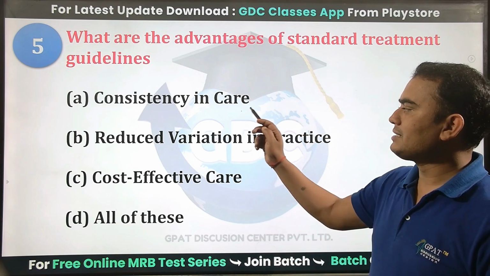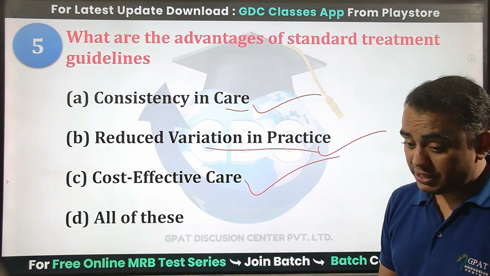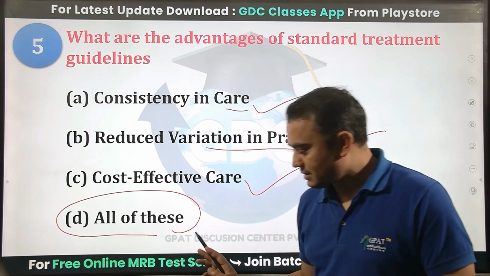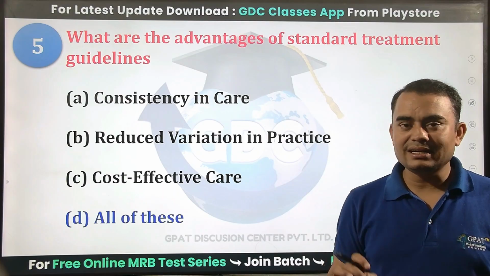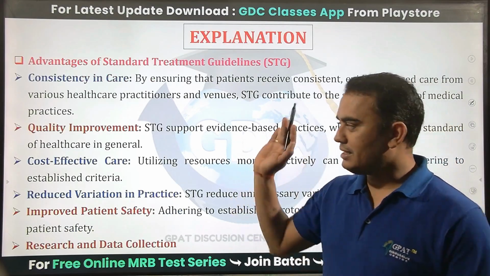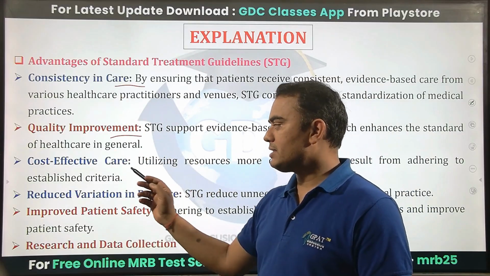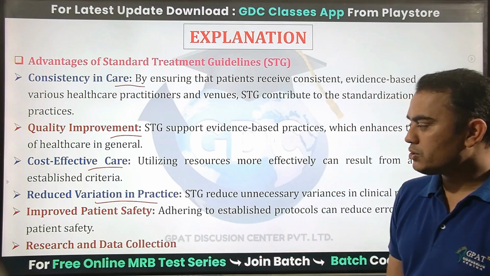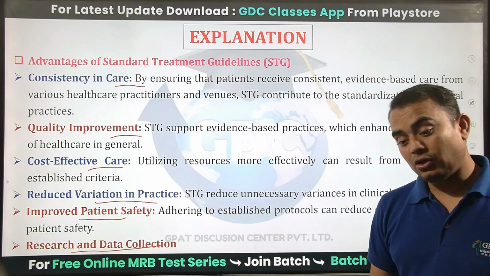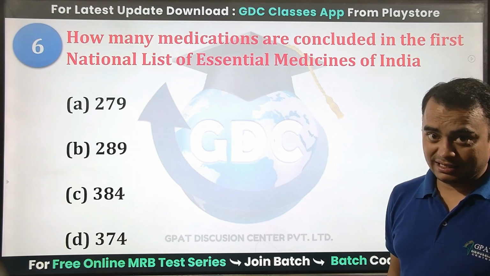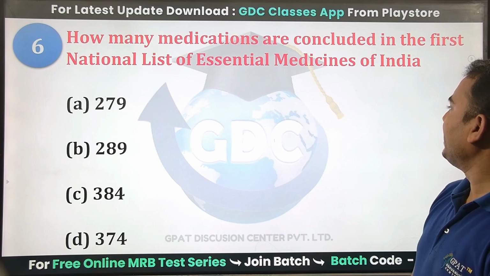So here consistency in care, reduce variation in practice, cost effective care should be there. So yes, here the right answer is all of these. Advantage of the standard treatment guidelines: during the standard treatment guidelines, we have to follow consistency in care, quality improvement always should be there, cost effective care, reduce variance in practice, improved patient safety, research and data collection. All these things should be carried out under the STG.